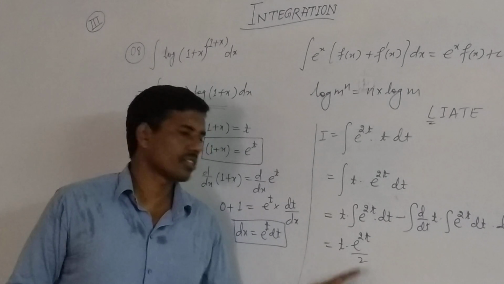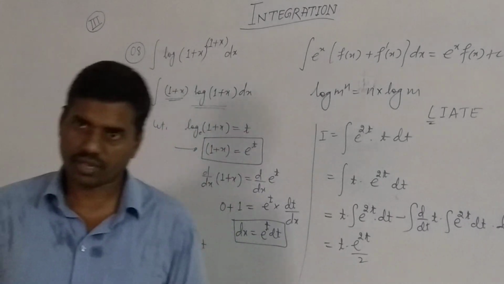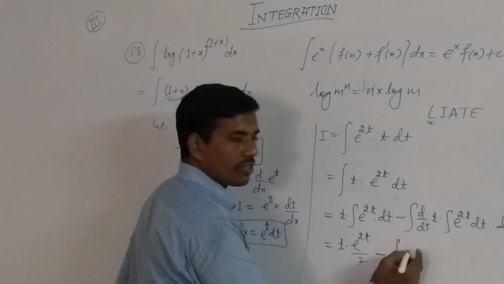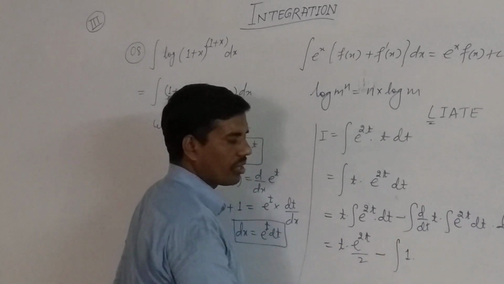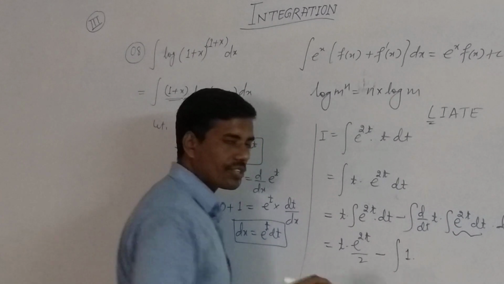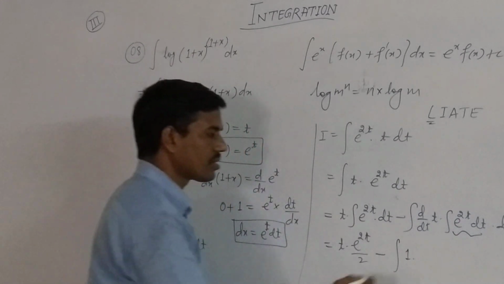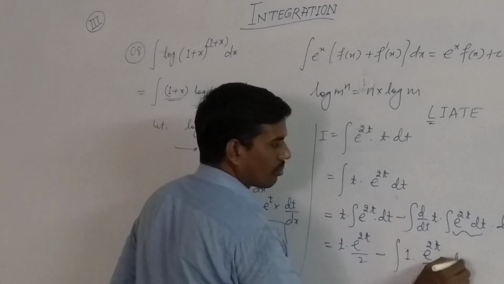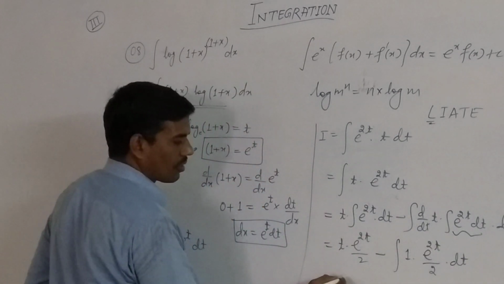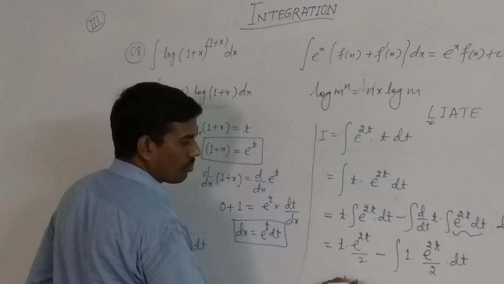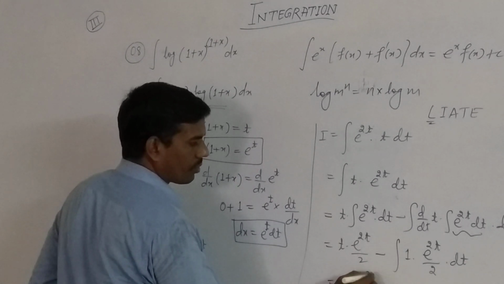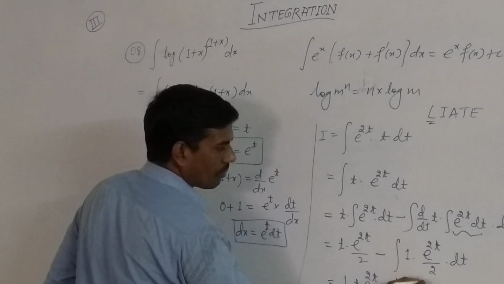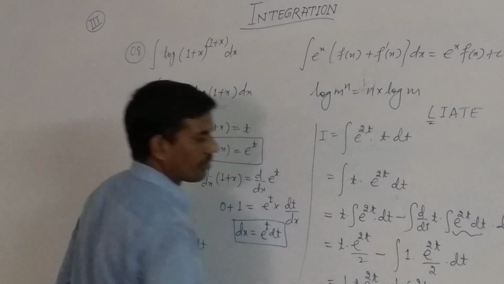We have to divide by the coefficient of t. Okay, and minus derivative of t with respect to t is 1, and integration of e to the power 2t is written as e to the power 2t upon 2 into dt. This one is equal to 1 by 2 t into e to the power 2t minus 1 by 2 e to the power 2t dt.